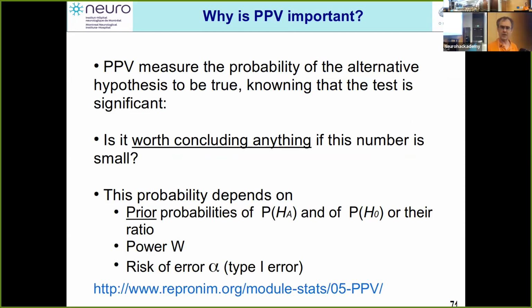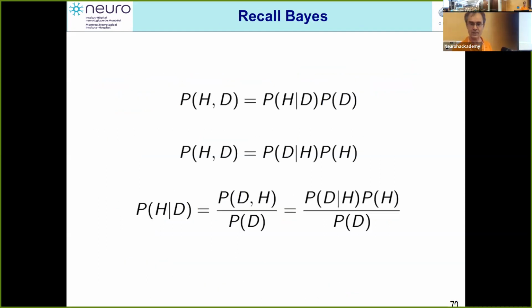So PPV, again, is the probability of the alternative hypothesis being true, knowing that the test is significant. Is it worth concluding anything if this number is small? I would say that's probably not. And it depends on a number of things. I want to demystify how you compute PPV and why it depends on those things. Because it may scare some of you, but it's actually quite basic, not too hard, formulas if you go slowly from one to the other. So let's try to demystify.